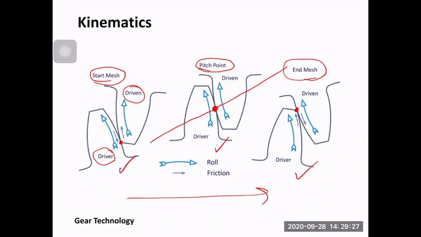So there are two motions here. One is called roll, and the other one is called sliding or friction. And you see on this tooth, the sliding is going upwards, and on this tooth, the sliding is going downwards. And here is the same. So in this case, this sliding produces some friction. So that's why it's called friction.